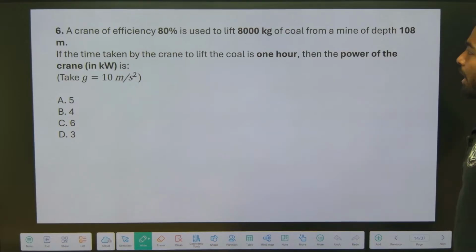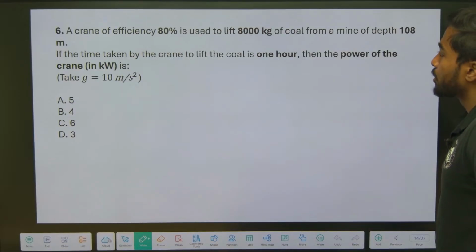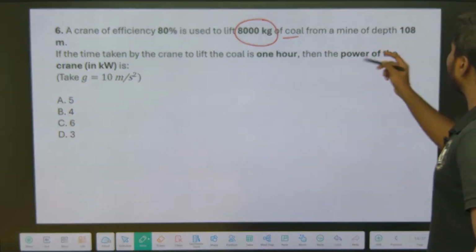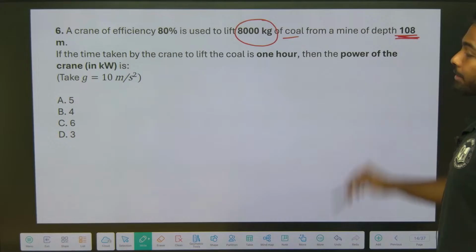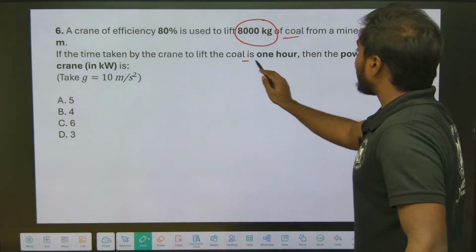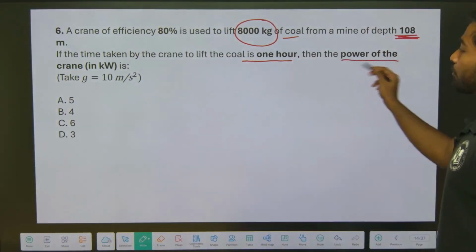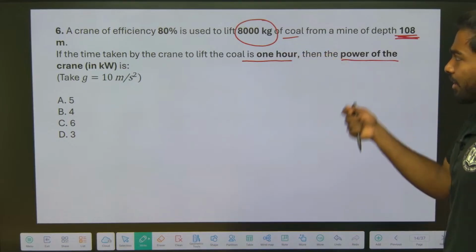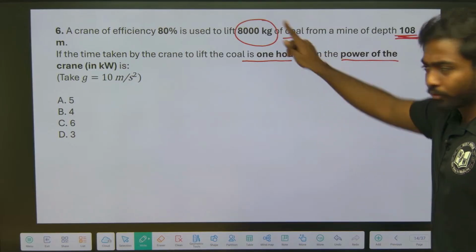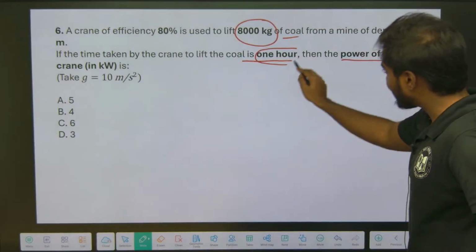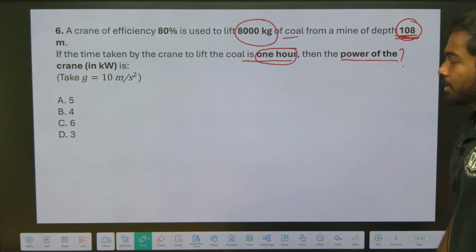So a crane of efficiency 80% is used to lift 8,000 kg of coal from a mine of depth 108 meter. If the time taken by the crane to lift the coal is 1 hour, then the power of the crane is what? The crane efficiency is 80%, the mass lifted is 8,000 kg, the depth is 108 meter, and the time is 1 hour. The options are 5, 4, 6 or 3 kilowatts.